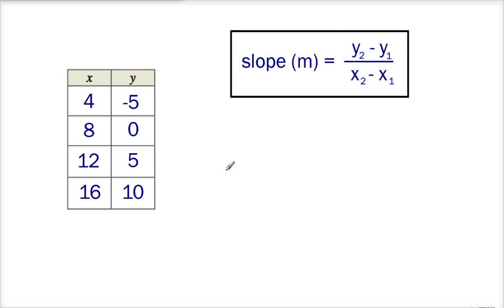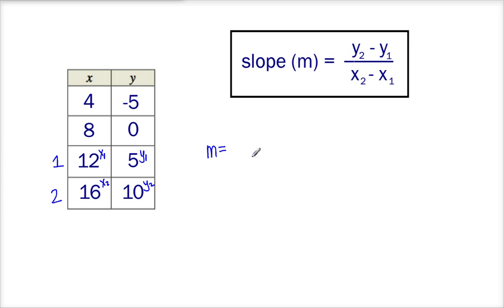Let's do one more example. So first step is to choose 2 points. Let's choose the bottom 2. Let's choose this one to be point 1 and this one to be point 2. So this means that this one is x1 and y1. And since this is the second point, this one is x2 and y2. Now plug them into the slope formula.